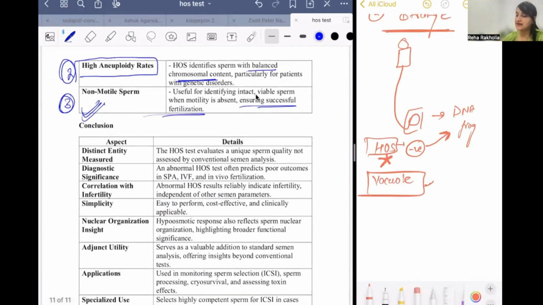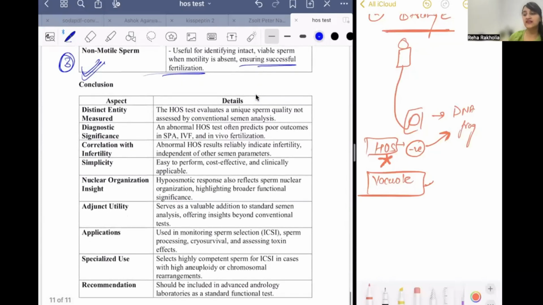So, conclusion. Basically, the HOS test evaluates unique sperm quality beyond the conventional sperm analysis, offering a simple, cost-effective tool that predicts poor outcome in IVF or natural fertilization, indicates infertility and reflects nuclear organization, supports advanced sperm selection in ICSI, cryosurvival monitoring, and even assessing toxic effect, and should be a standard in andrology laboratories for functional sperm evaluation.